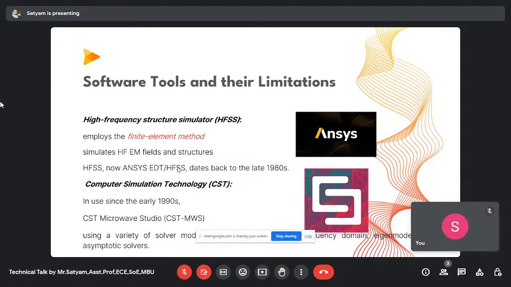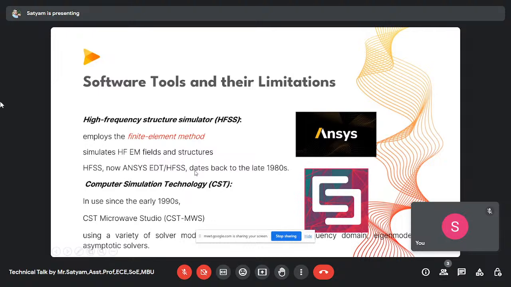So here are the software tools, and you see on what basis they depend. First is HFSS, which is the most important one, High Frequency Structure Simulator. It depends on the finite element method, which is very accurate, you can say. And it simulates high frequency EM fields and structures. It dates back to the 1980s. It is also called ANSYS HFSS, right?